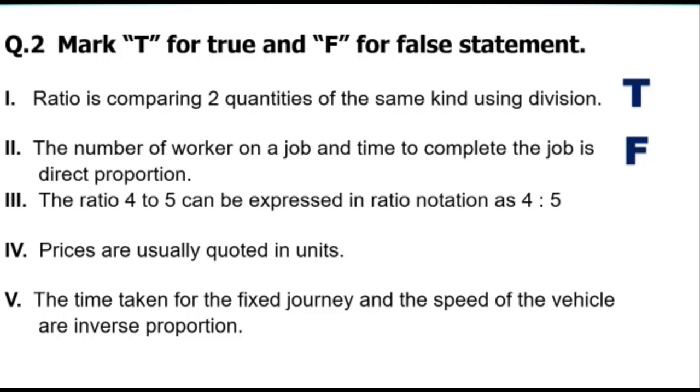Number 3. The ratio 4 to 5 can be expressed in ratio notation as 4:5. True. Number 4. Prices are usually quoted in units. True. Number 5. The time taken for the journey and the speed of the vehicle are inverse proportion. True.